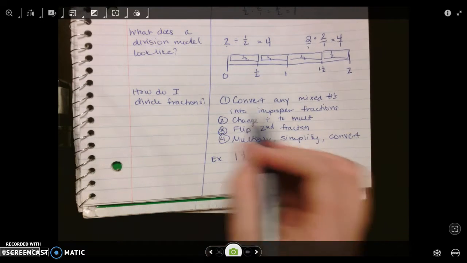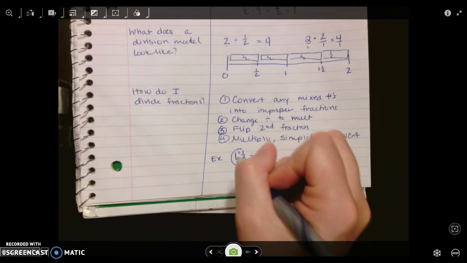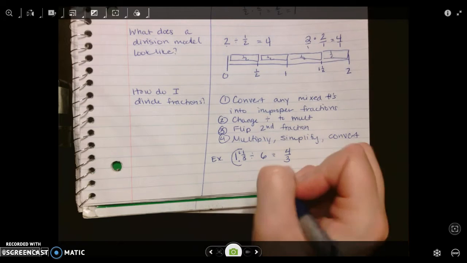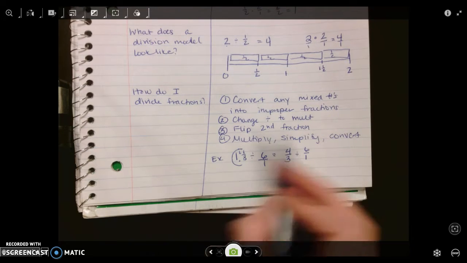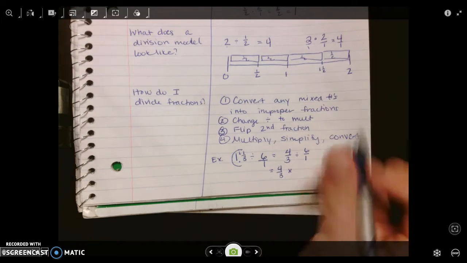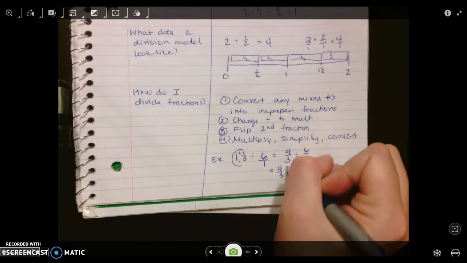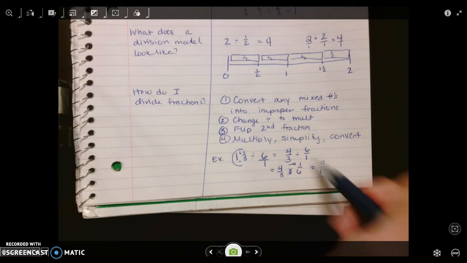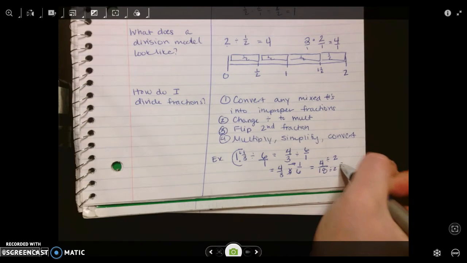So first step says convert any mixed numbers into improper fractions. So I need to convert this one, multiply and add. So 3 times 1 plus 1 gives 4/3. Now, to change a whole number into a fraction, just put a 1 underneath it, put it on a pedestal. So divided by 6/1. Then it's change divide to multiply. So 4/3 multiplied, and I'm actually going to do the second step too, where I flip my second fraction. Multiply straight across, I get 4/18. I can't convert this because this is a proper fraction, but I can simplify it. Divide by 2, I get 2/9.